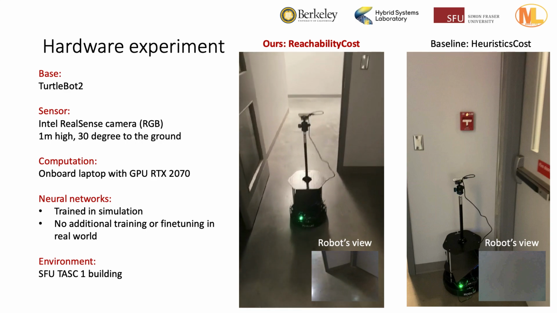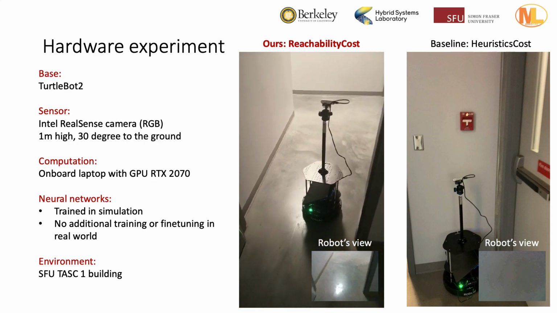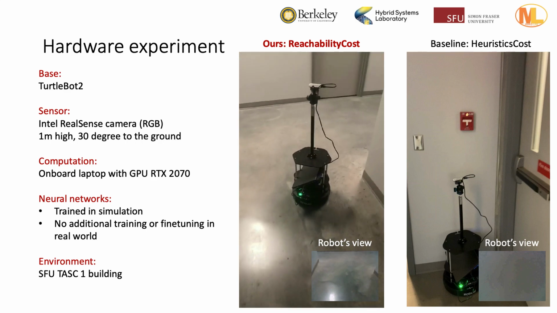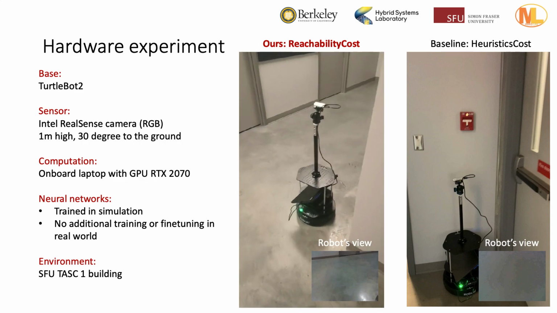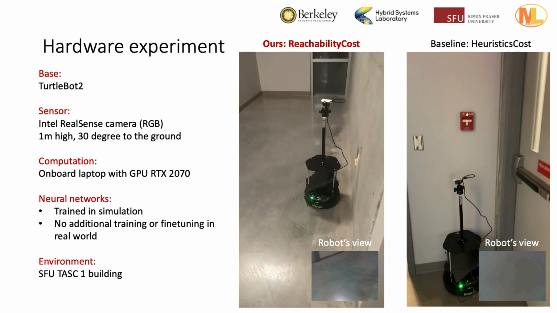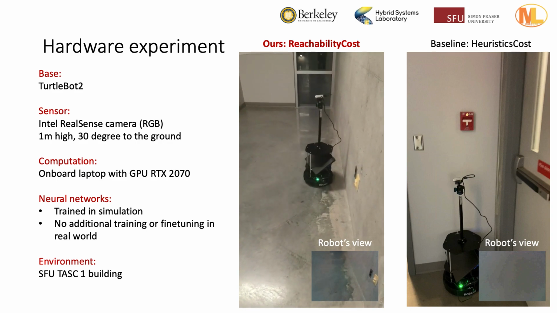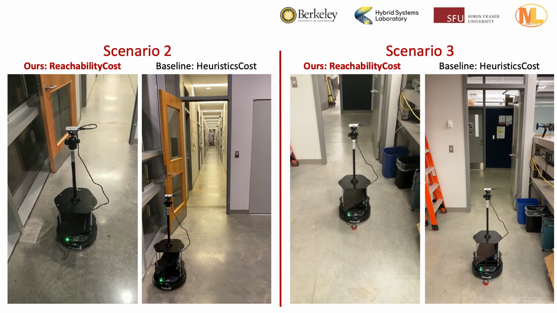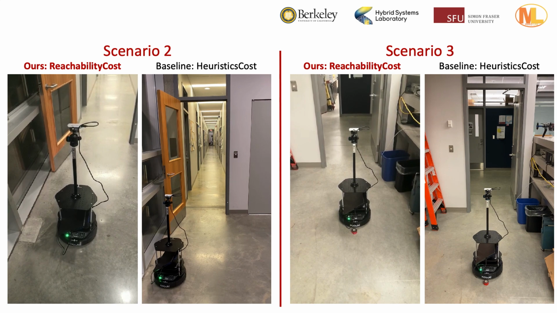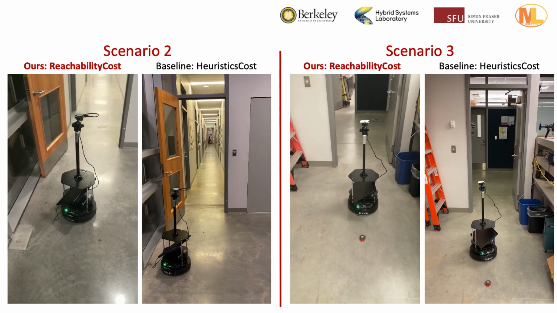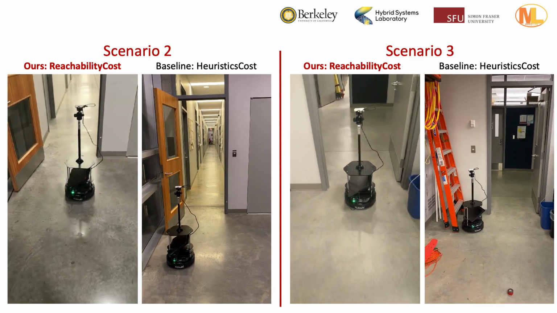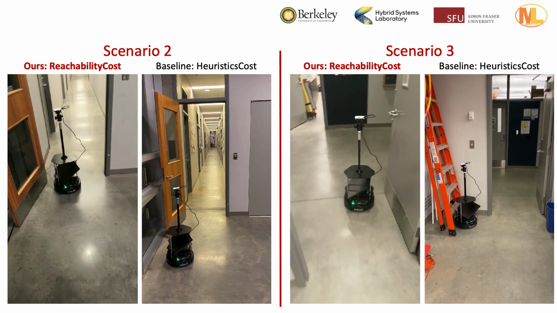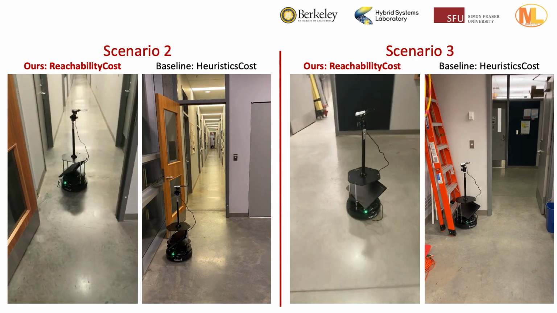We can see that our robot can go through this narrow doorway and make a nice turn. To compare, the baseline method tends to be greedy and collide with the wall. Here are more scenarios where our method successfully maneuvers around cluttered environments where the baseline cannot.